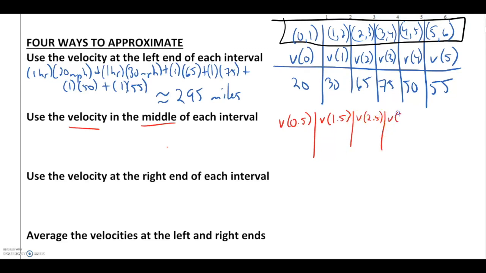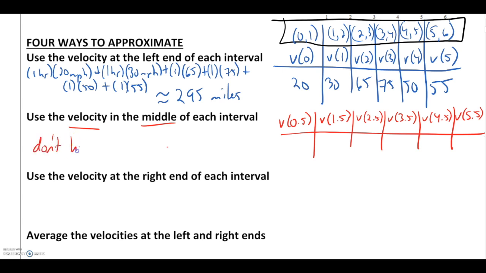Well, what I'm hoping is you realize the issue with thinking in this way. And the issue is going to be our data that we have only reports velocities at every hour. It doesn't report them in the middle. So we don't have enough info to do this. And in the future, we'll see problems where we can, and those ones might give us better approximations, but for this particular problem, we're going to be limited by the data that's reported to us. So let's try one that we can do.